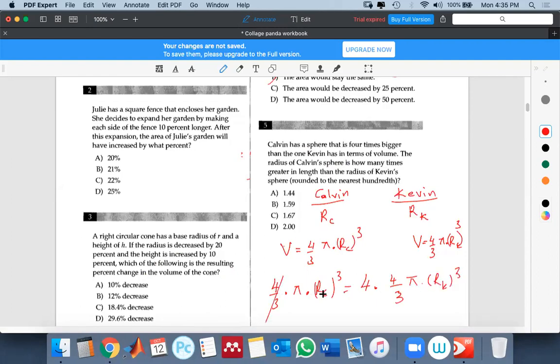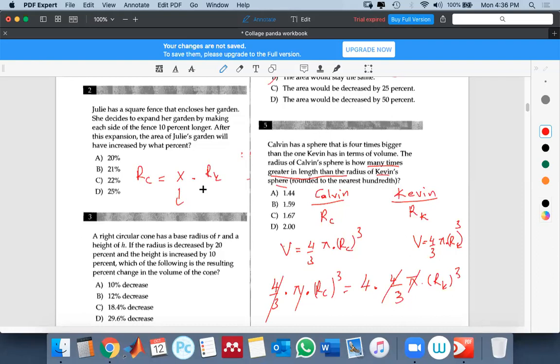So it's clear that 4/3, 4/3, pi, I can simplify. And then what can I say? RC cubed is equal to 4 times RK cubed. What is the question? How many times greater in length is the radius of the Kevin sphere? So we are asking that RC is equal to X times RK. How many times? What is this X?